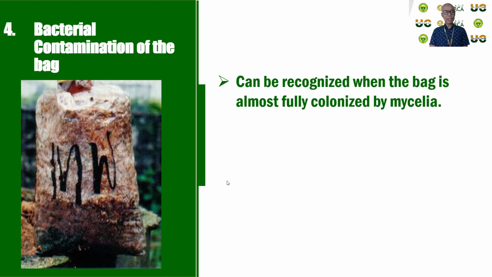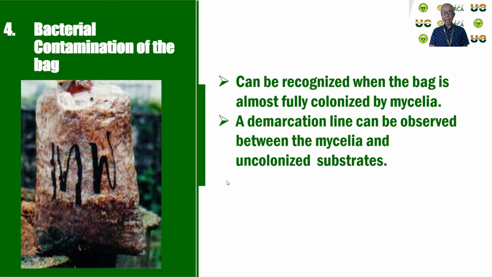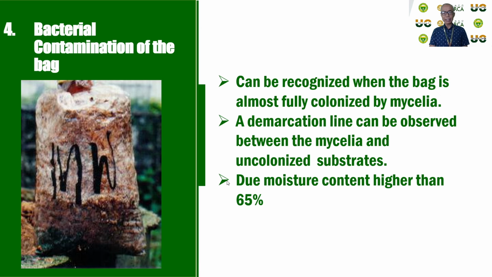Next is bacterial contamination of the bag. This can be recognized when the bag is almost fully ramified by mycelia of the mushroom. As you can see, a demarcation line can be observed between the mycelia and the colonized substrate. This happens when the moisture content is higher than 65%.